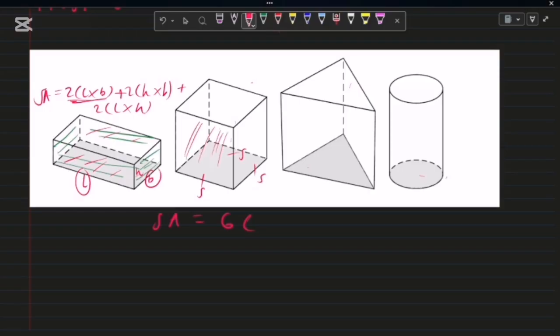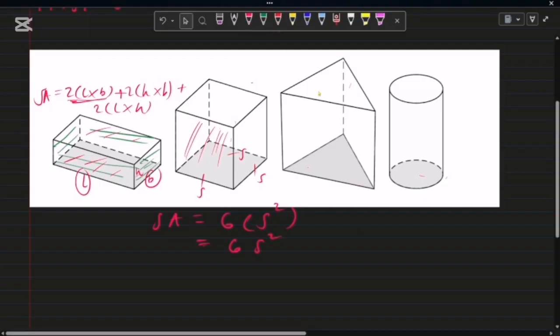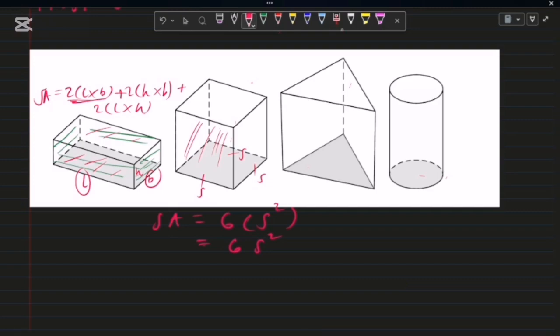Let's take this one. Now the area of a square is side times side. Okay, so it will be side times side, which is side squared. Okay, so this is basically the area or the surface area of a cube, or the surface area of a square based prism. Okay, now the same thing can be done with this guy.